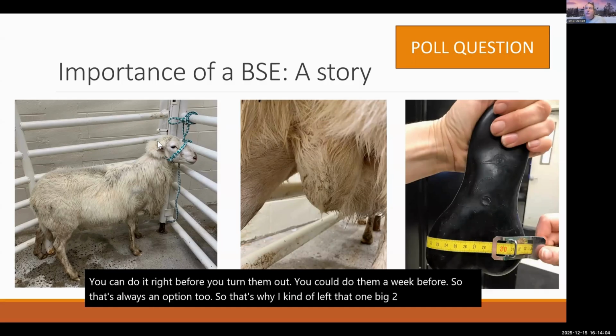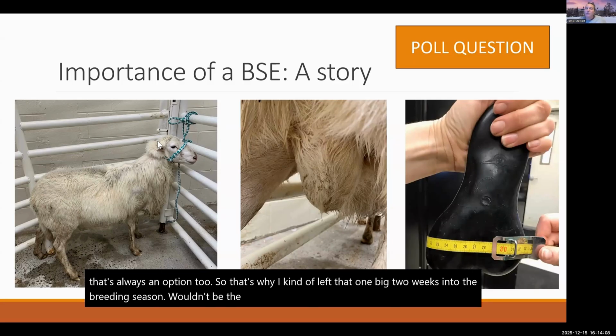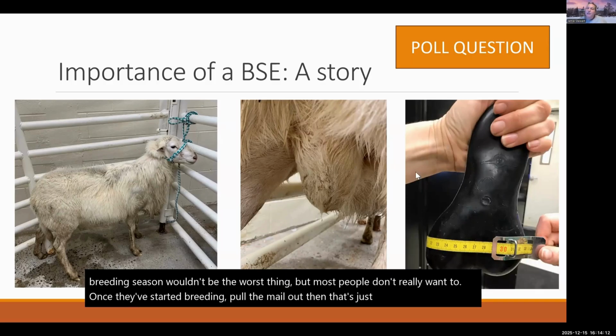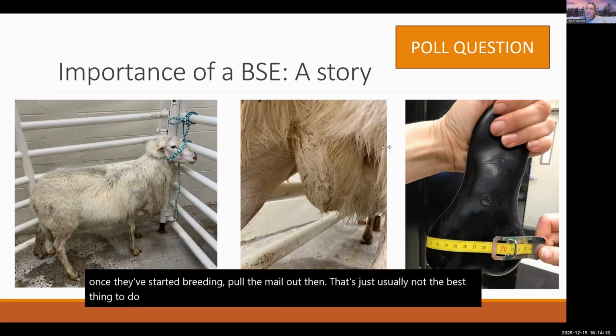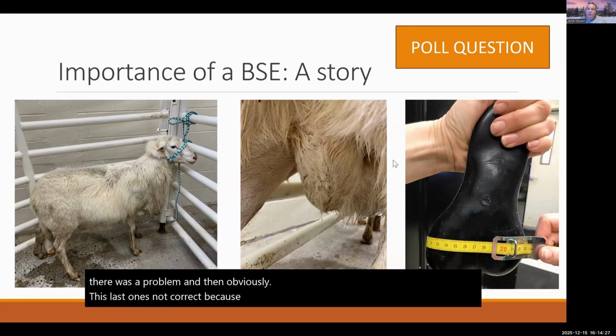Two weeks into the breeding season wouldn't be the worst thing, but most people don't really want to pull the male out once they've started breeding. That's just usually not the best thing to do right in the middle of the breeding season. At the end of the breeding season, ideally we're not doing it then, because if we are, that means there was a problem. And then obviously this last one's not correct because breeding soundness exams do have a lot of necessity.